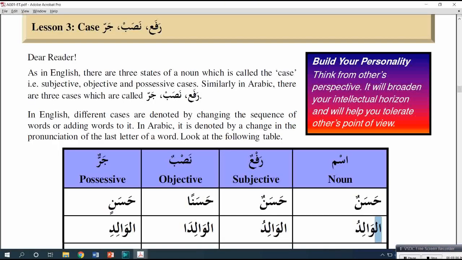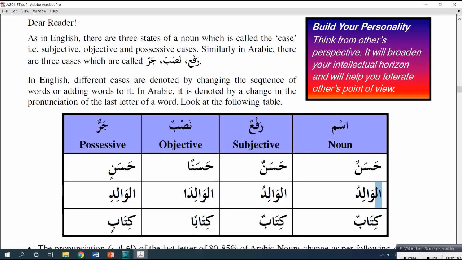Like we start with one noun, Hasan. Normally, if it is subjective, which is called Rafa, it's Hasanun. When it becomes objective, which means you are taking some action on Hasan, it becomes Hasanan. This will appear in that way. And if it becomes possessive, which is some special extreme, then it becomes Hasanin.